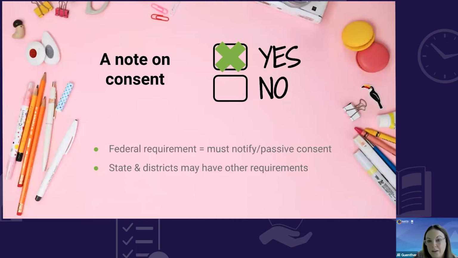Just a quick note on consent as well. So this is just a nice reminder that the federal requirement is that you must notify or provide passive consent, but states and districts may have other requirements based on the type of screening. So active consent might be required based on what screener you're using and what questions are on it. So always good to check into that and have those conversations as well.